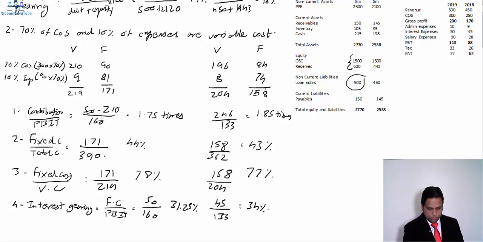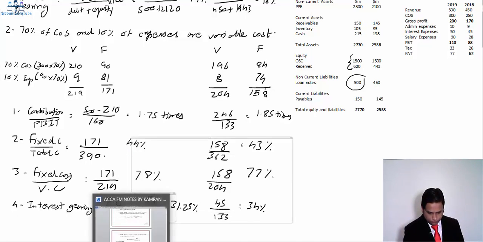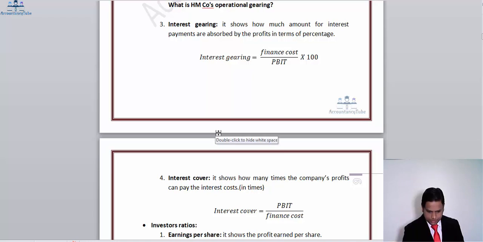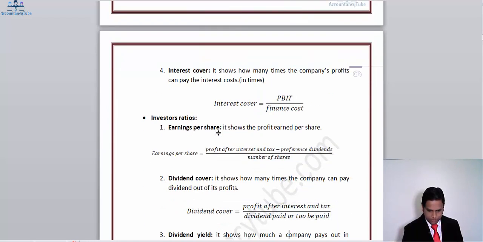Coming to the last ratio, that is interest cover. It's basically the opposite of the interest gearing, which we have just completed. If you look at the formula, we were comparing finance cost with profit before interest and tax. Now we are doing the reverse. This formula is a ratio, so we will be getting it in times.